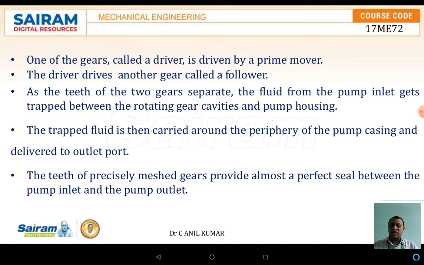The driver gear is connected to a prime mover. The other gear is nothing but the idler gear, just a supporting member, also called the follower. As the teeth of the two gears separate, the fluid from the pump inlet gets trapped between the rotating gear cavity and the pump housing. The trapped fluid is then carried around the periphery of the pump casing and delivered to the outlet port.